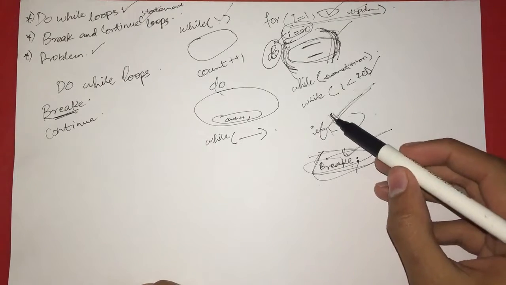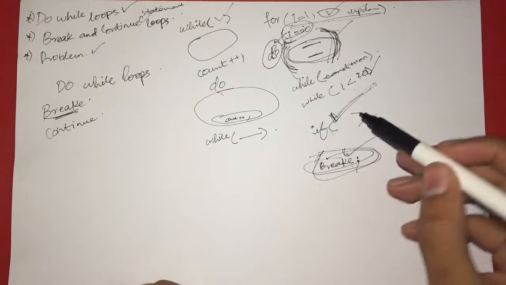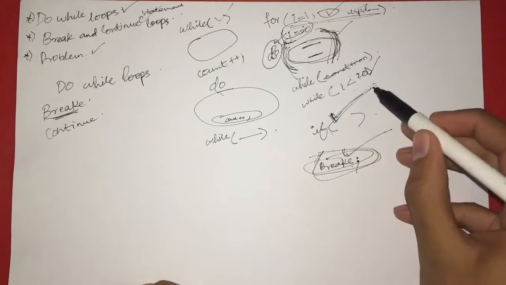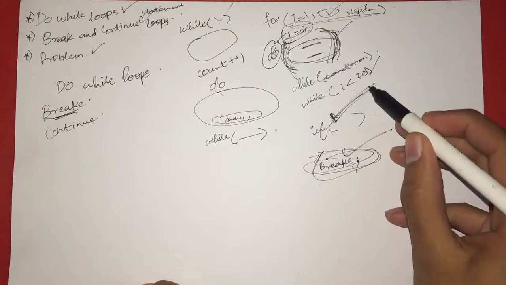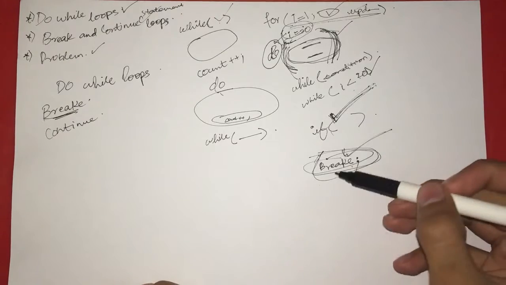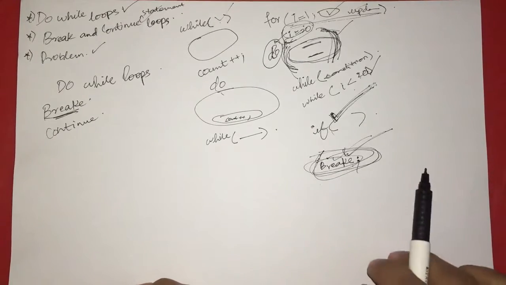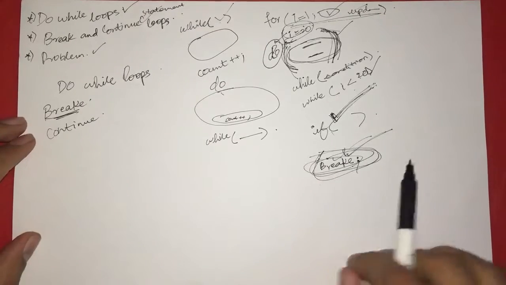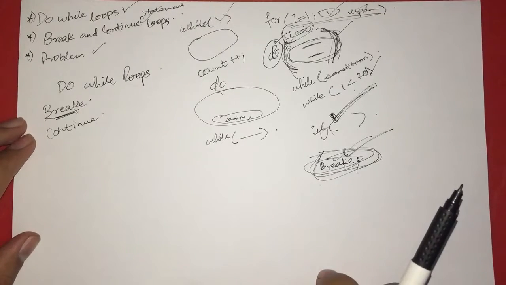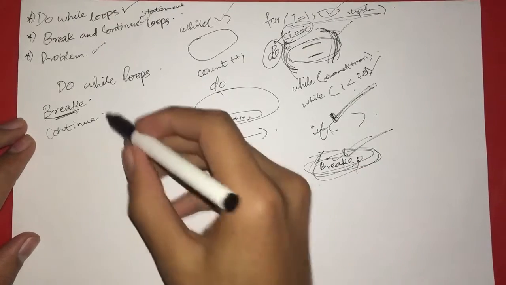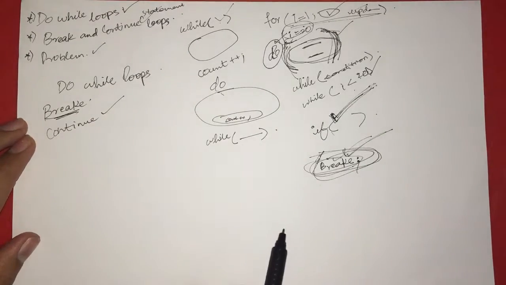When we don't want a certain event to happen or a certain condition to be met, and it is met, then we use the break statement to exit the loop as soon as possible, so other statements can be executed after we exit the loop. Now let's discuss what a continue statement is.